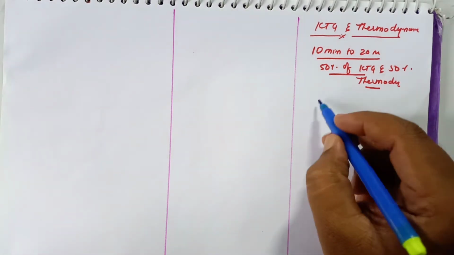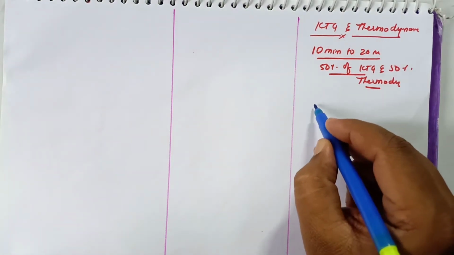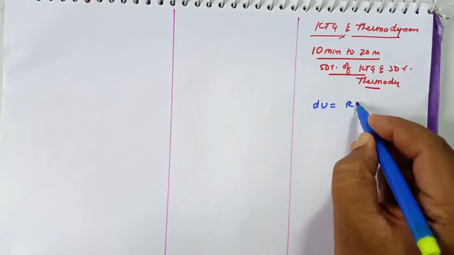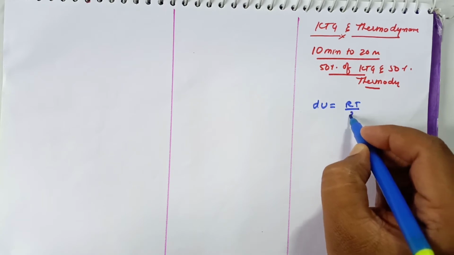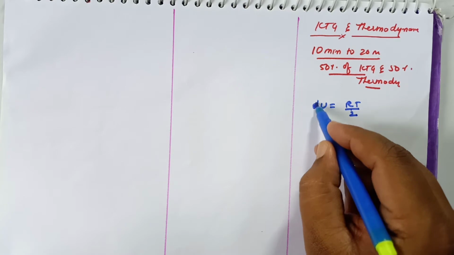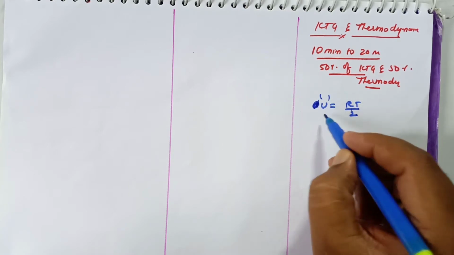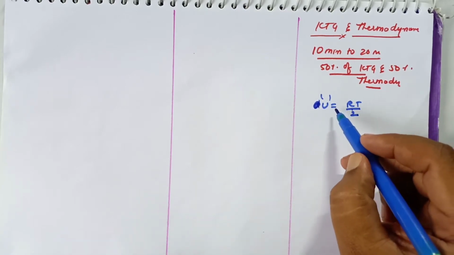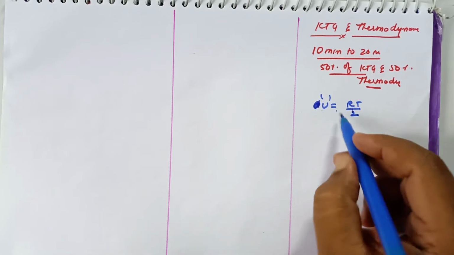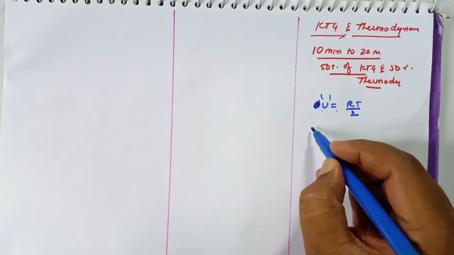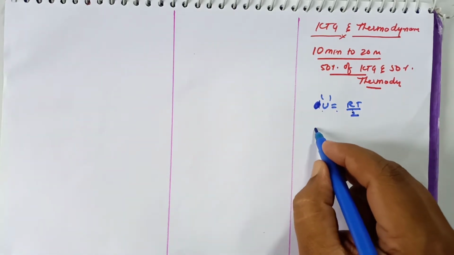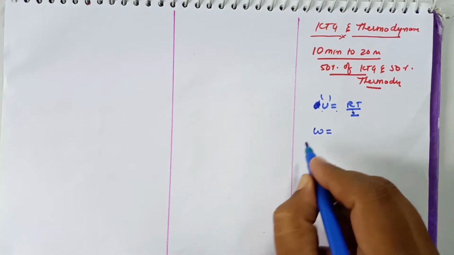So the first thing is why we call internal energy RT by 2. Why do we call internal energy RT by 2? For example, if you consider internal energy as U, it is called RT by 2. Why? It is according to the equipartition law. I have told you just now, the equipartition law. First thing is we should know what work is here.